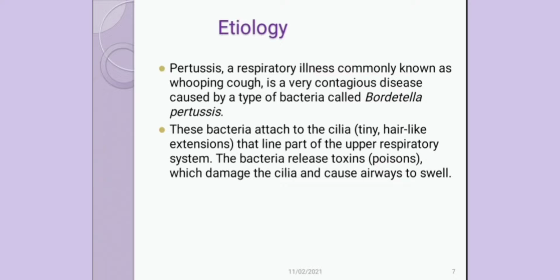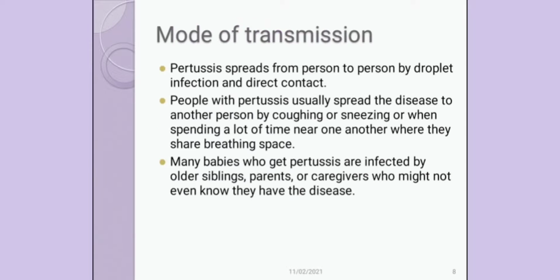Now, what is etiology? It means the study of causes of disease. Pertussis, a respiratory illness commonly known as whooping cough, is a very contagious disease caused by a type of bacteria called Bordetella pertussis. These bacteria attach to tiny hair-like extensions called cilia, which line part of the upper respiratory system. The bacteria release toxins or poisons which damage the cilia and cause the airways to swell.